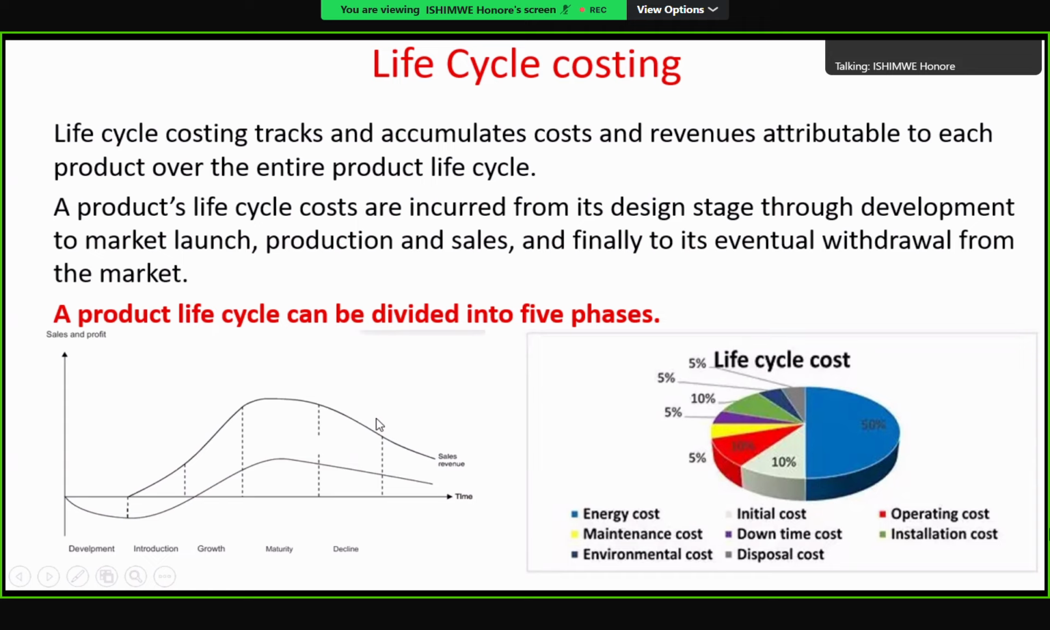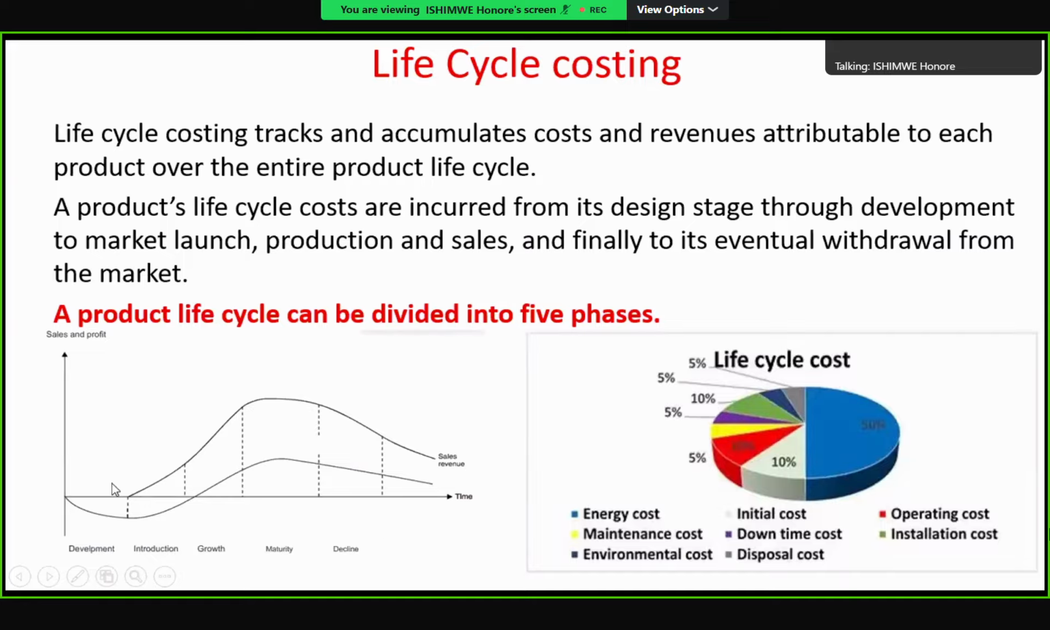Here what you should think about is doing an update of your product, then redesigning it, or another way you can boost your sales, or you can develop another product and bring it on the market. So it has its life cycle. Then it goes to declining. That is the life cycle of a product.